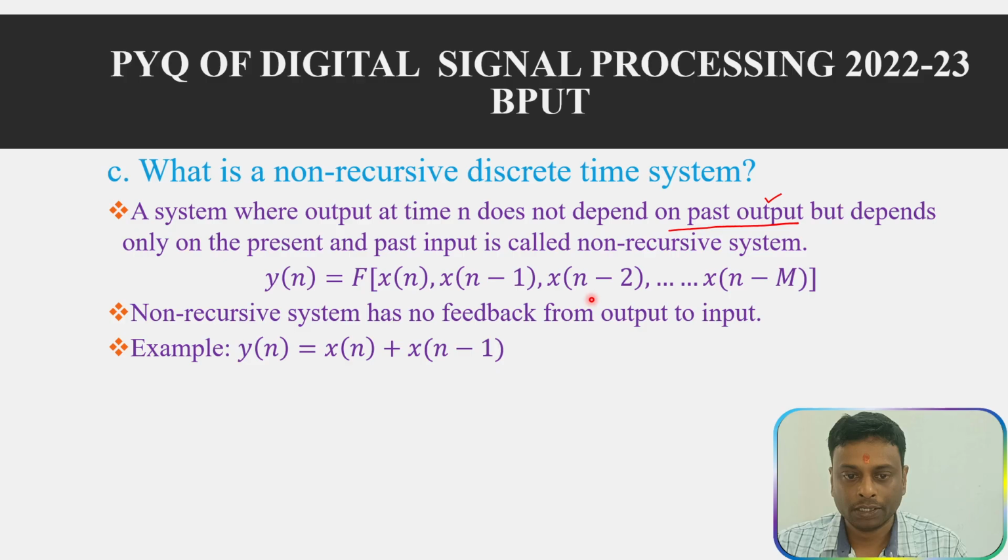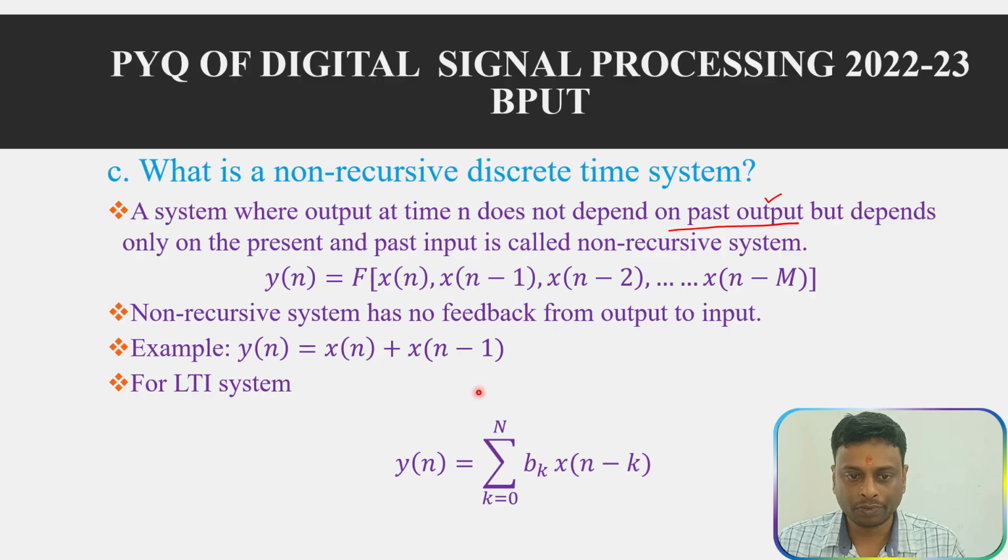Similarly, for example, y of n equal to x of n plus x of n minus 1 is an example of a non-recursive discrete time system. So for LTI systems, this is the non-recursive discrete time system. This is the output equation. You can say it depends upon the input only. It does not depend upon the past values of the output.